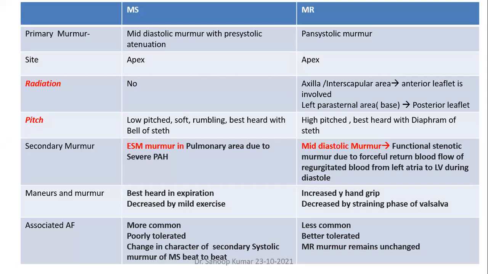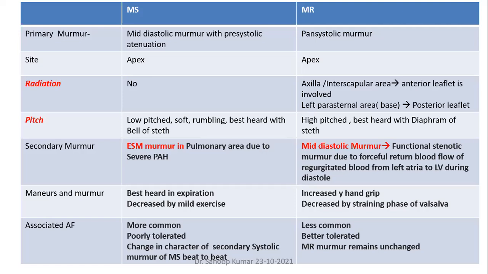What is pre-systolic accentuation? You know the ventricular filling is of two types. One is passive filling. The second one is due to atrial contraction. Pre-systolic accentuation happens because just before the systole of the left ventricle, there will be a forceful contraction of the left atrium. At that time, you can have an increase in your murmur intensity. And the site of the murmur is the apex.